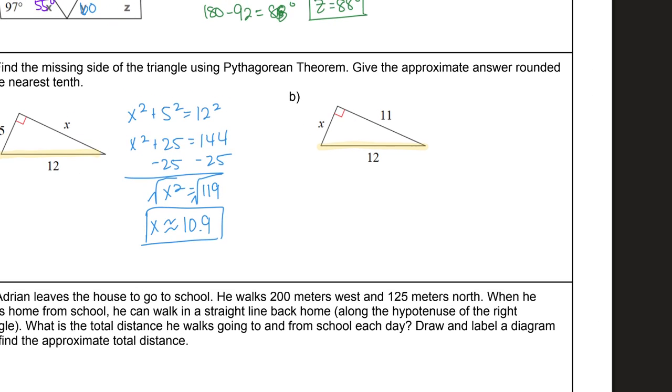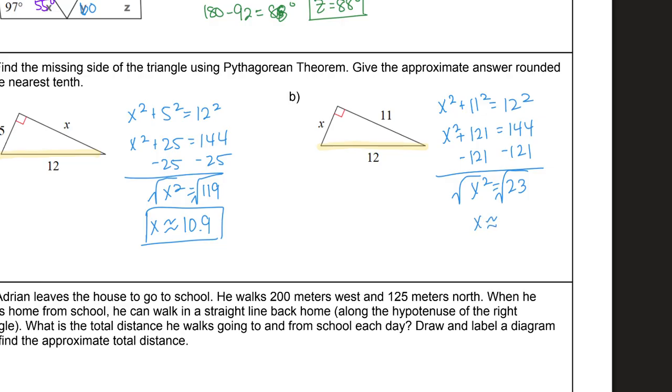All right, for B, again, we have leg squared, hypotenuse, so x squared plus 11 squared is equal to 12 squared. 11 squared is 121, 12 squared is 144. Subtract again, since we're solving for a leg. So we have x squared is equal to 23, and then square root both sides. Square root of 23 in your calculator is approximately 4.8.